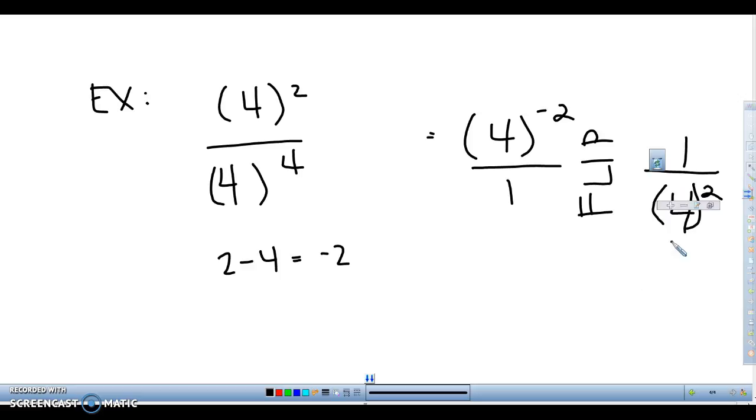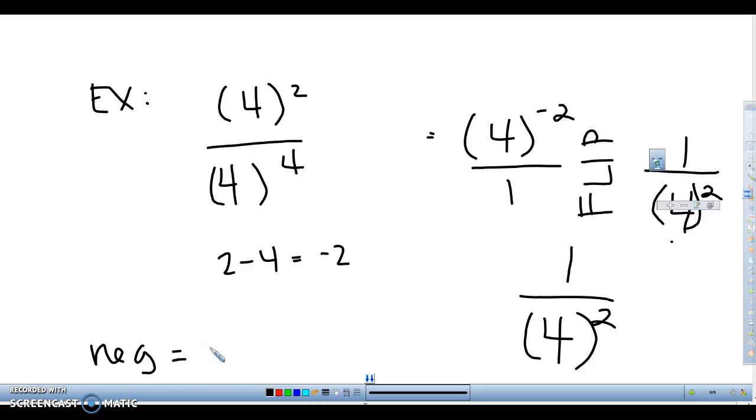I hope you can see that. Let me rewrite it just in case. I'm flipping it into my denominator and I'm making the exponent positive. So 1 over 4 squared. Because negative, again, just means opposite. So instead of having it in my numerator, it's going to be in my denominator, instead of being negative in the denominator, it's going to be positive. Okay? This one is a little bit harder. See if you can do it on your own.